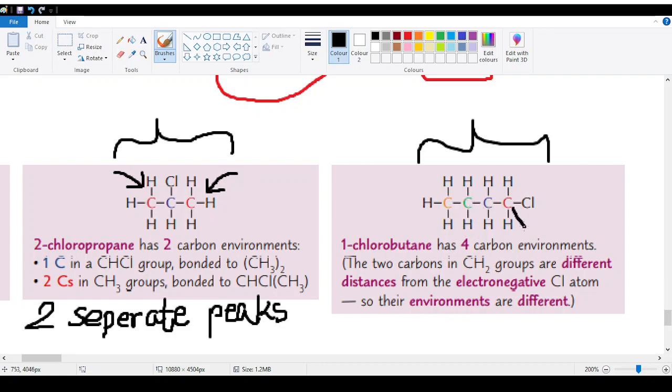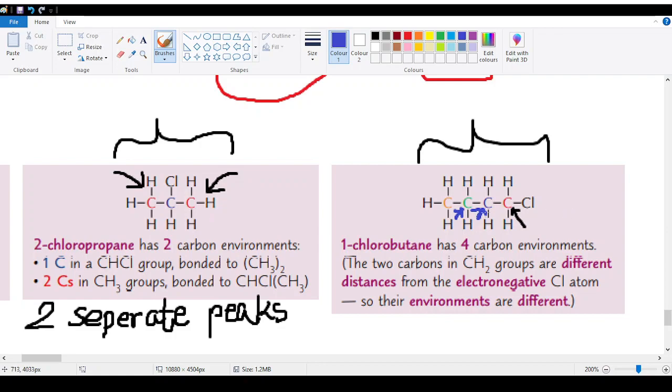Here, obviously, this first carbon atom is a bit unique because it is joined to a chlorine, right? So it's natural that it has a very unique surrounding. Now, what's most interesting in this compound is to focus on the second and the third carbon atom. All right, focus on the second and the third carbon atom.